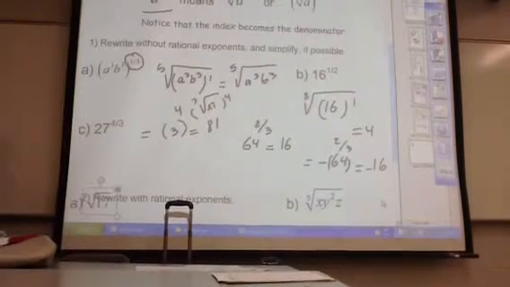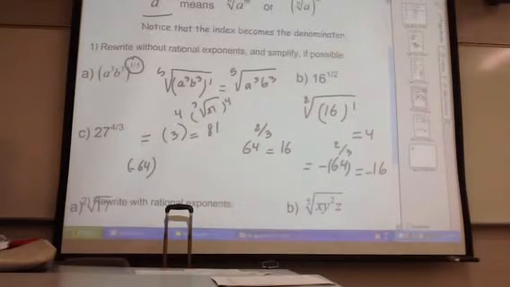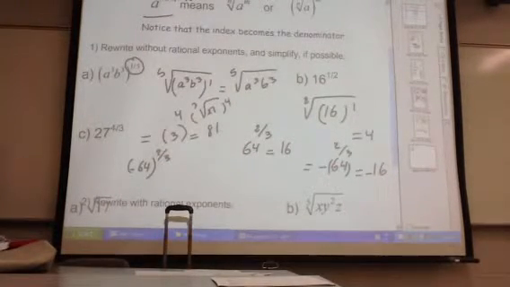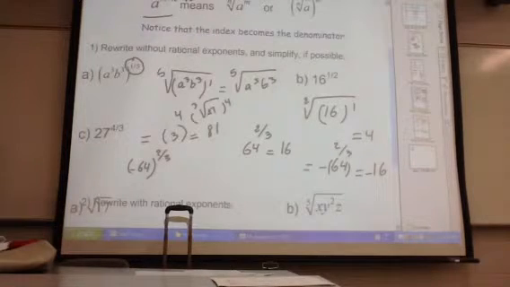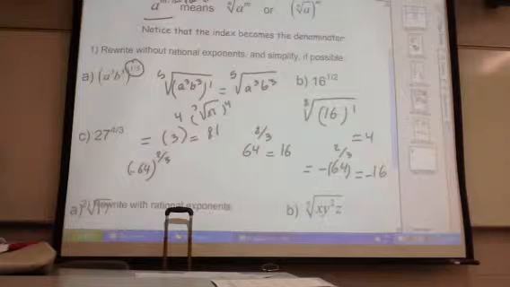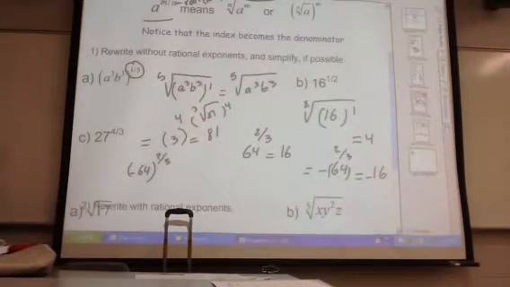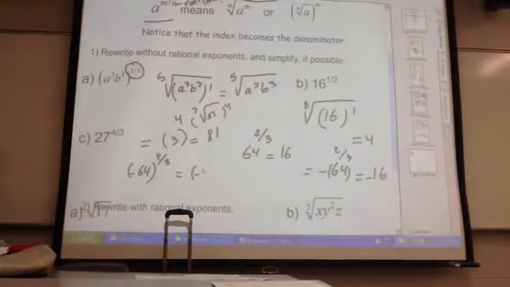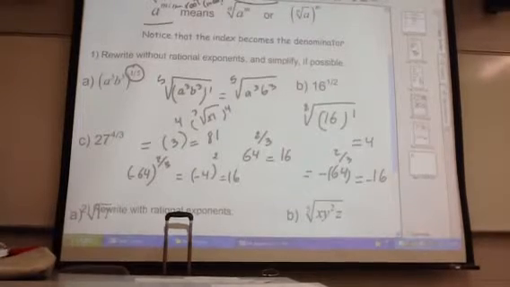Okay, what about this one? Negative 64 to the power of 2/3. Now you're going to say, what is the cube root of negative 64? What is it? Not 4. Negative 4. Negative 4, correct? Because it's a cube root. Negative times negative times negative is negative. So it's negative 4. And then raise it to the power of 2. What is it? 16. Okay. Watch for that.